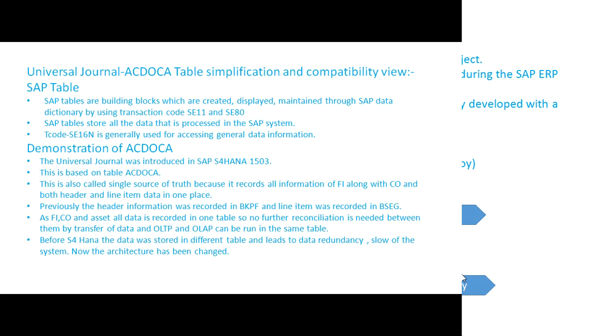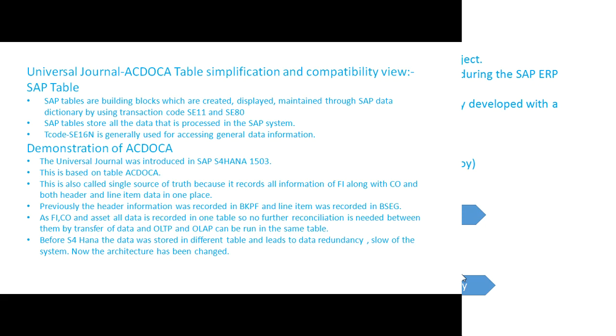And in SAP S/4HANA, I have called one sentence the universal journal, or single source of truth. I have told that whatever information is passed through SAP is stored in tables. Previously there were huge numbers of tables. Finance information was kept in one table. Material management information was kept in another table. The sales and distribution people's information was kept in another table.